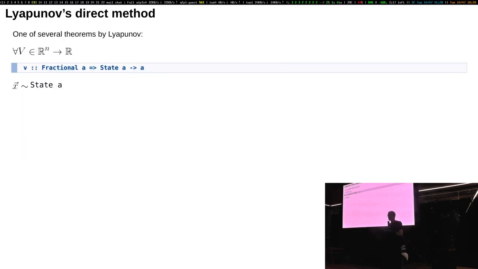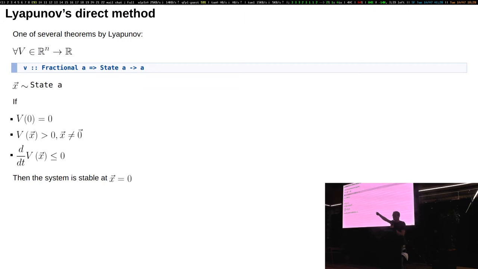Okay, so how do you prove stability? We're going to use something from control theory called Lyapunov's direct method. Lyapunov's direct method says we can come up with some function V of the state of the system that satisfies three properties. And that's what we're going to prove, that these three properties hold for our program that we just wrote. Then the system should be stable. So what are the three properties?